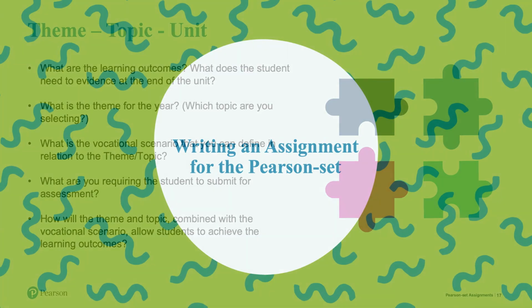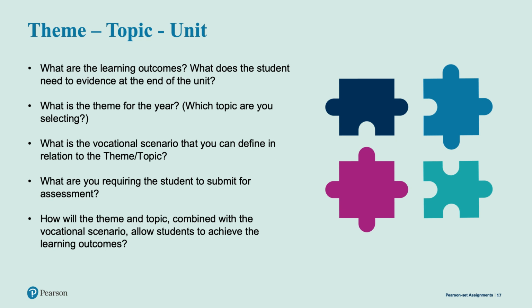So when we think about writing the assignment for the Pearson-set, we need to consider what are the learning outcomes. What does the student need to evidence at the end of the unit? Remember, learning outcomes define what a student must be able to do at the end of a learning experience, not at the beginning. What is the theme for the year, and which topic, if working at level 4, are we selecting? What is the vocational scenario that we can define in relation to the theme and topic?